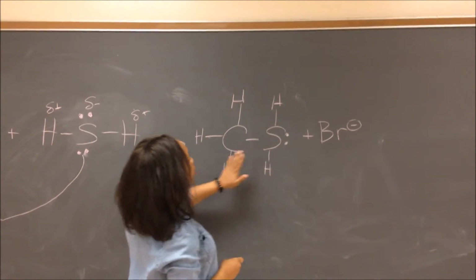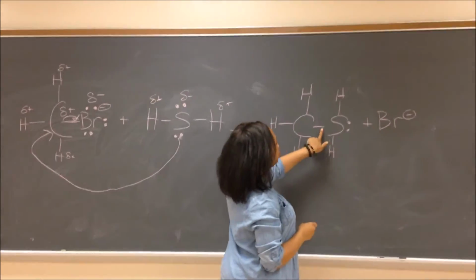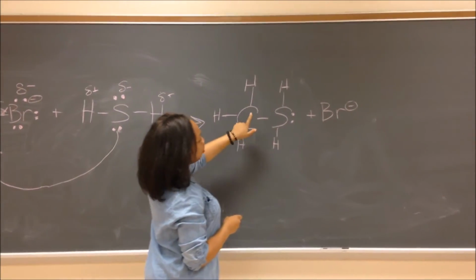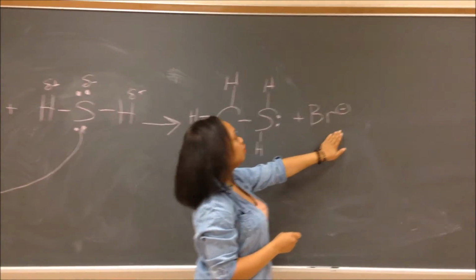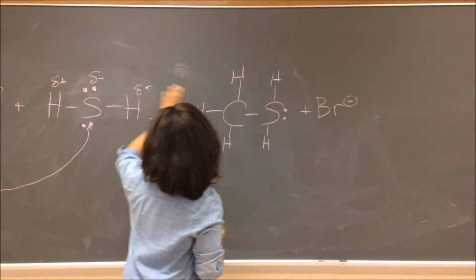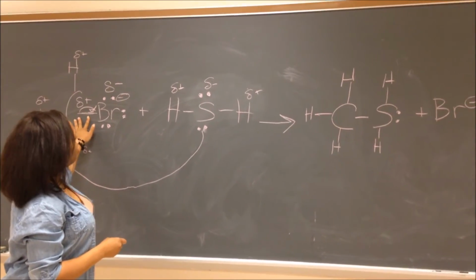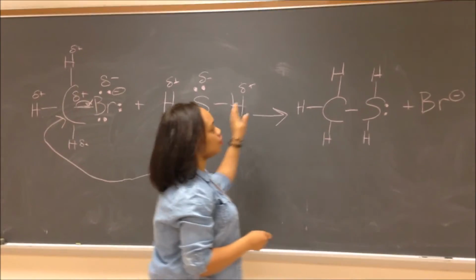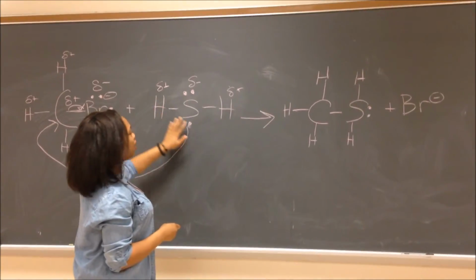So this is how the product of these 2 reactants would look. As you see, there would be a new bond created between the carbon and the sulfur, and then there will be bromine by itself. It'll be a negative ion due to the fact that it gained both electrons from this bond. And then sulfur, of course, would still have its own pair because we only had 1 lone pair.